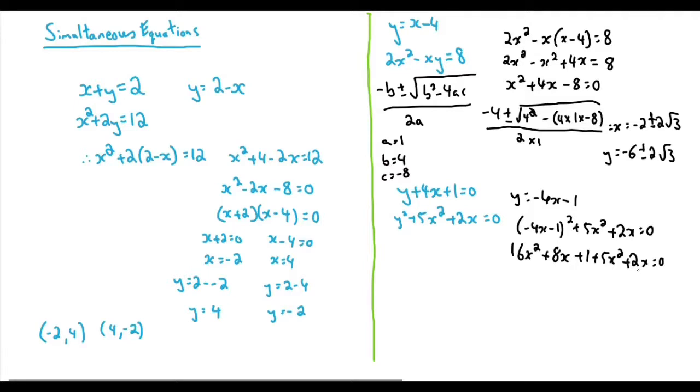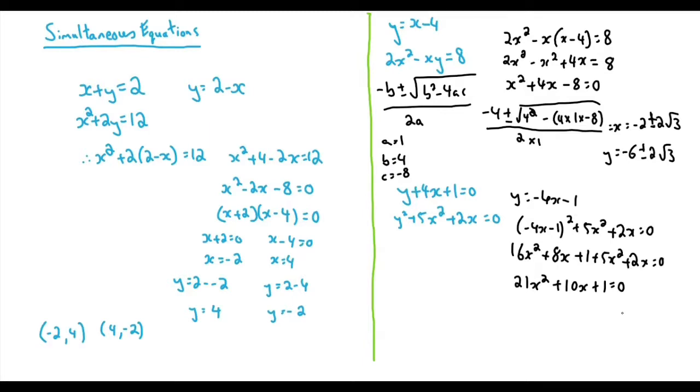Bring together the like terms. 16x squared plus 5x squared is 21x squared. 8x add 2x is plus 10x, and then you've just got a plus 1 here to equal 0. We have our quadratic.